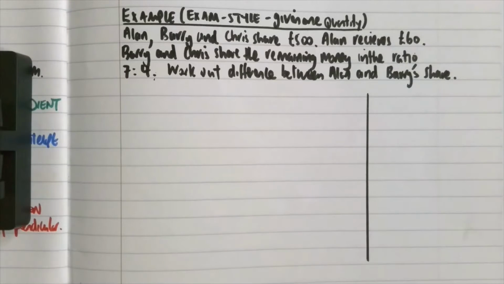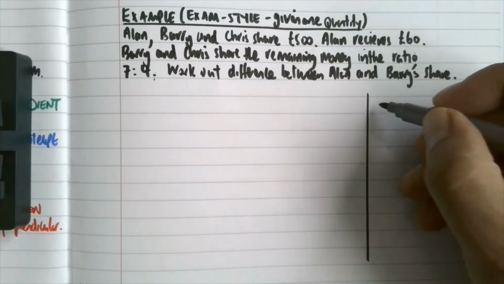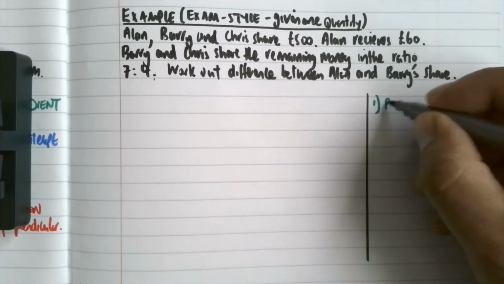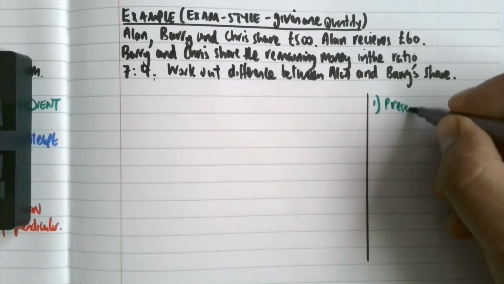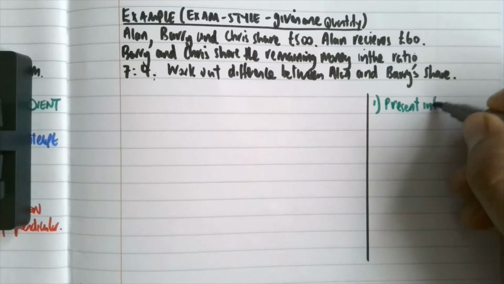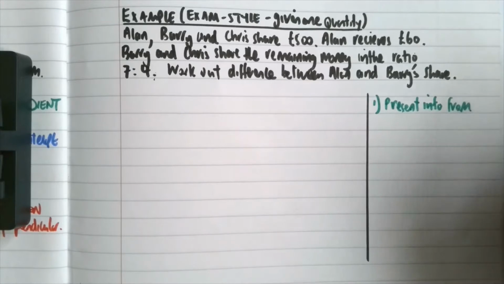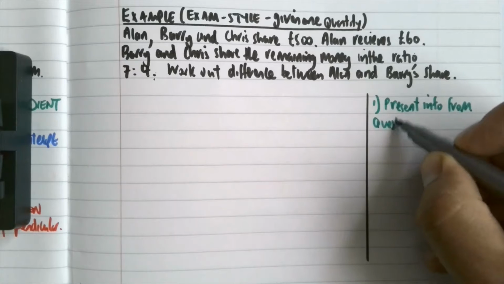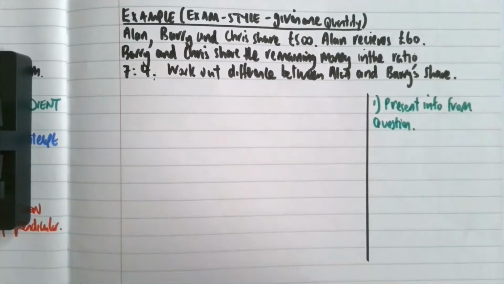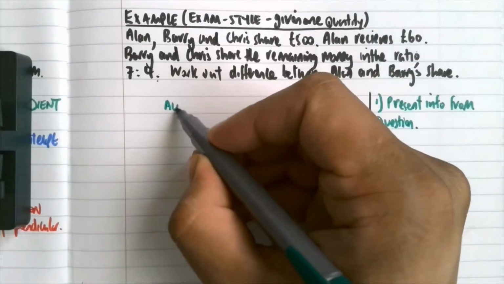Right. Step number 1 will be to present the information we have from the question. We've got Alan, Barry and Chris sharing £500. Alan received £60. Barry and Chris share the remaining money in the ratio 7-4. Work out the difference between Alan's and Barry's share.